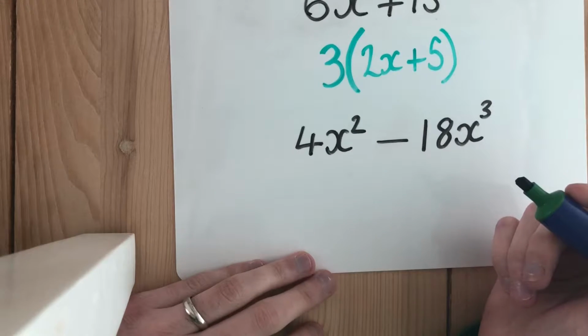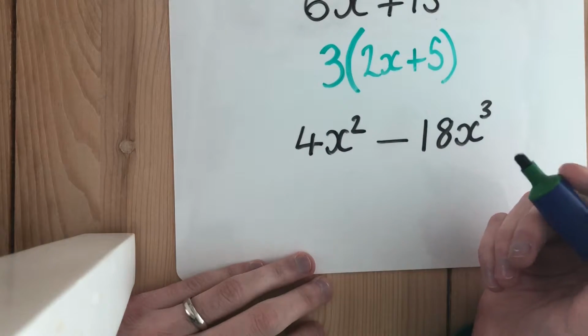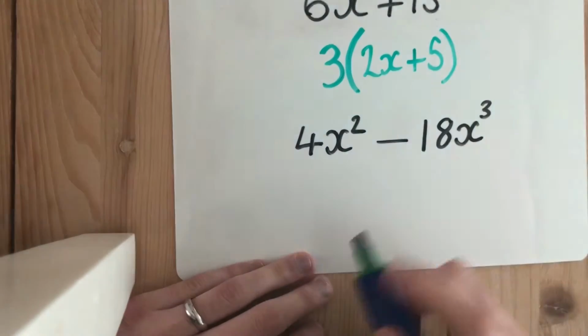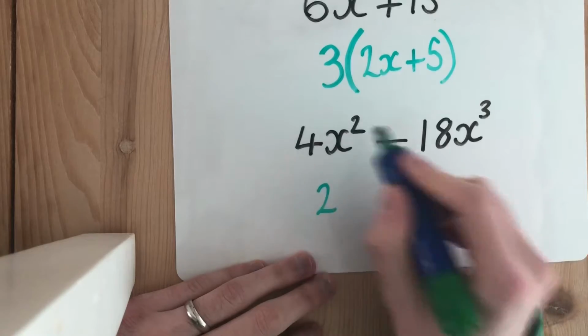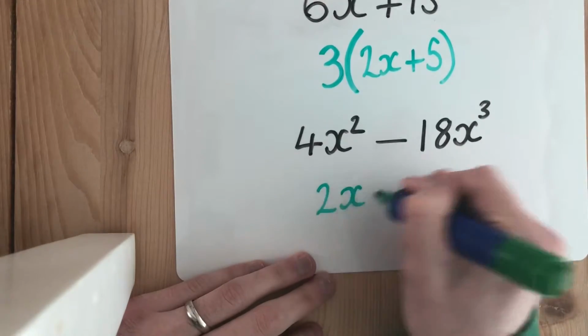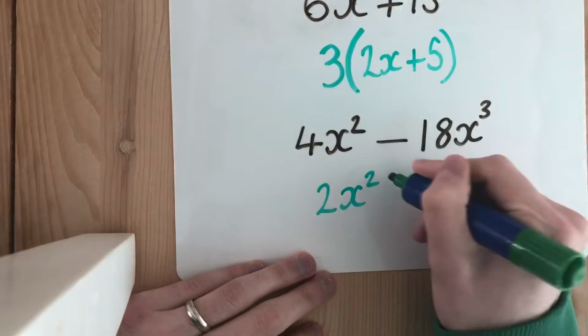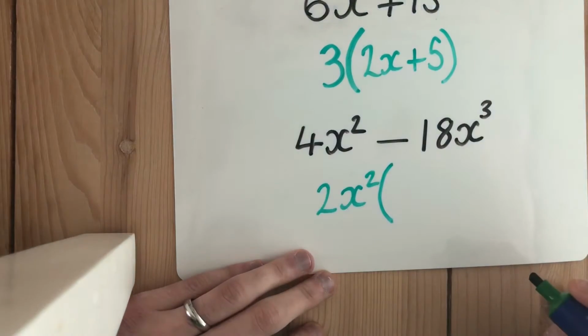Again, find the highest common factor. You can break it down into stages. So the highest common factor of 4 and 18 is 2. The highest common factor of x squared and x cubed is x squared. I then open my bracket.